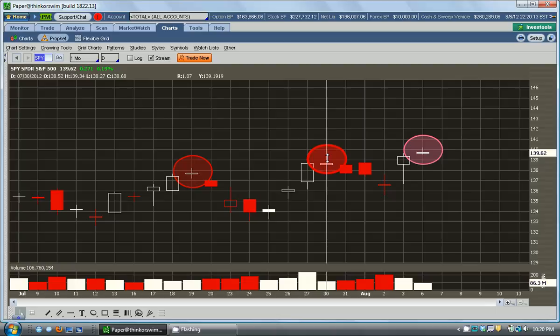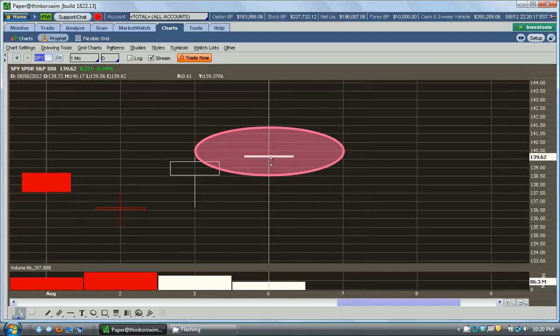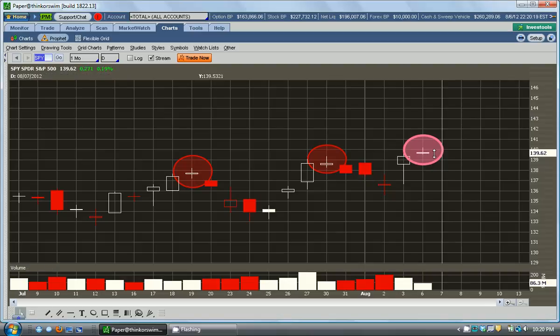So this actual pattern right here is called a gravestone. So the idea is we open at a certain price and we go up and then we go back down and we finish right around the open. It's very pronounced on the Dow. So you see right here.